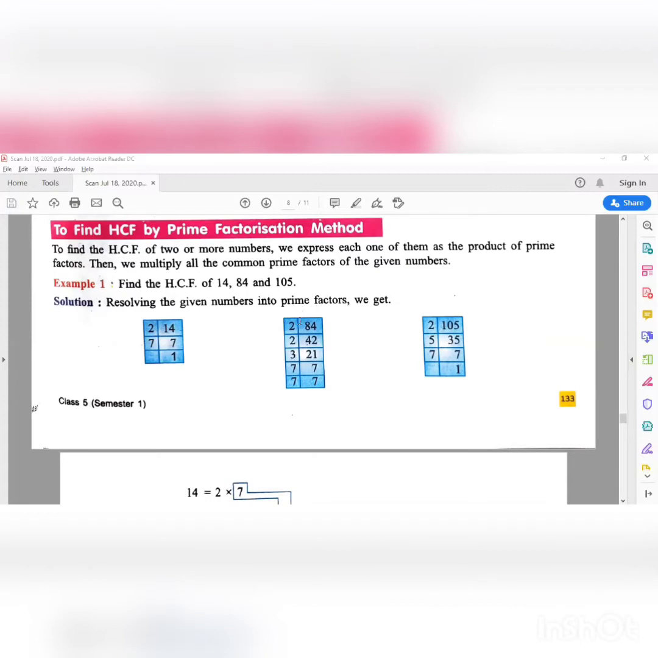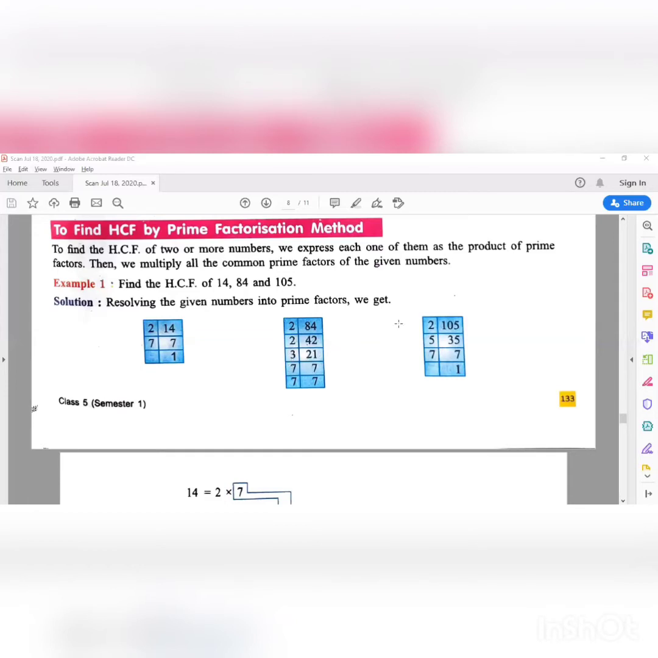First, 84 is divisible by 2. So 2 multiplied by 42 is equal to 84. Next, again 42 is divisible by 2. 2 twenty-ones are 42. Next, 21 is divisible by 3. So 3 multiplied by 7 is equal to 21. Next, 7 multiplied by 1. Here in the book it is given wrong. Here it will be 7. So 7 multiplied by 1 is equal to 7. So what are the prime factors of 84? 2 multiplied by 2 multiplied by 3 multiplied by 7.